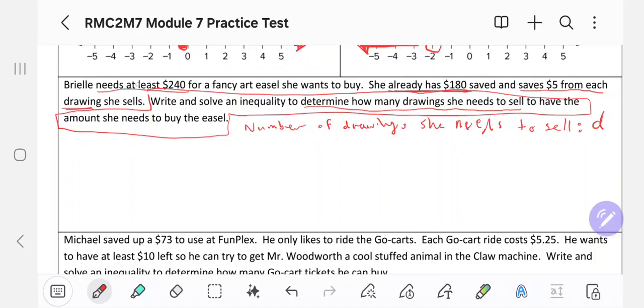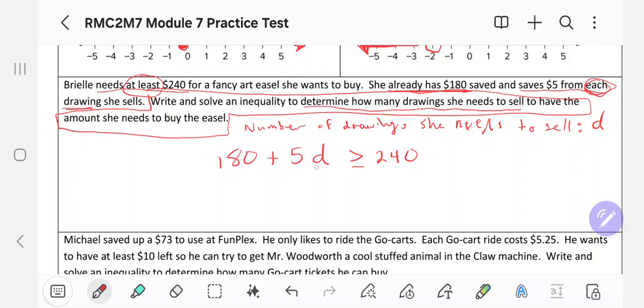Well, okay, so now let's circle some of the mathematical words or phrases that we find in here. At least is one. Each is a good one. That often means we have a rate, so that's going to be our multiplication or division, depending on the problem. So at least means greater than or equal to. And then we have at least 240. And what does she already have that has to be at least 240? Well, she has $180, and then we're going to add to it $5 for every drawing.